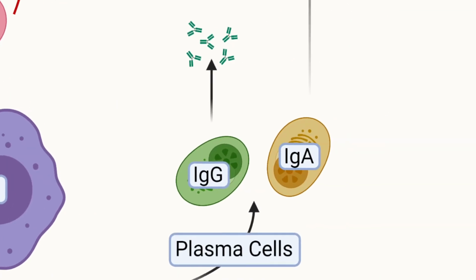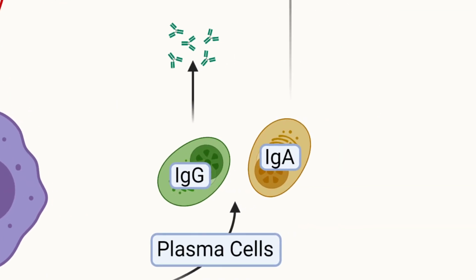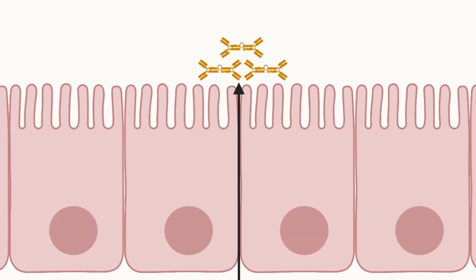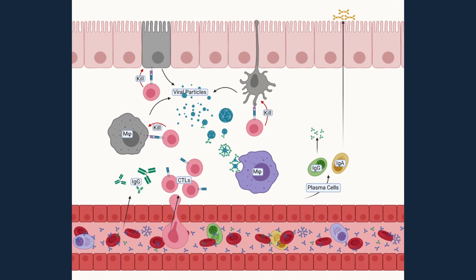Plasma cells can enter the lamina propria to secrete their antibodies. IgG antibodies will join the fight, but IgA antibodies will be shuttled to mucosal surfaces to protect against any norovirus particles in the intestinal tract.